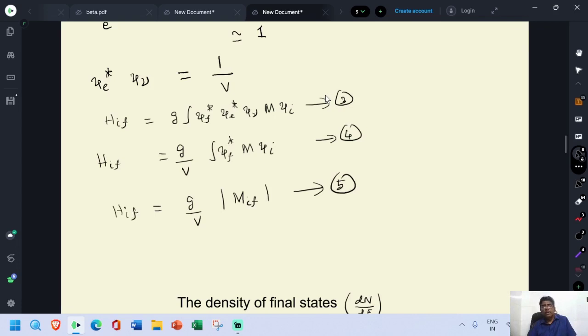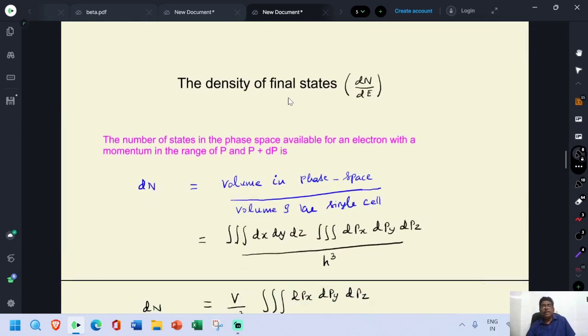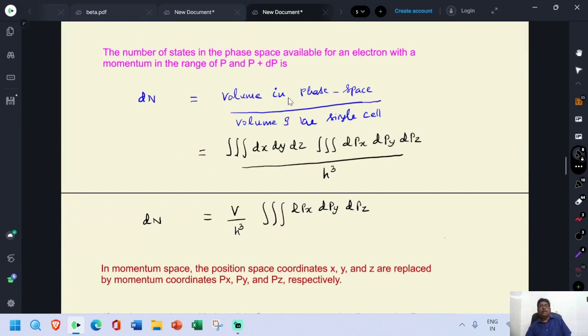This is equation number 5, H_if. Now we have to find out the value of dN by dE, the density of final states. The number of states in the phase space available for an electron with a momentum in the range of p and p plus dp is dN. dN equals volume in phase space divided by volume of the single cell. Volume in phase space is volume due to position space into volume due to momentum space. Volume due to position space is dx dy dz, which is dV. The integral of dV equals V. Then the volume of the unit cell is h cube.